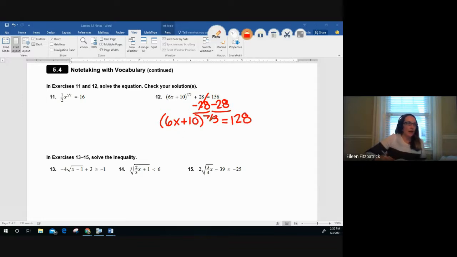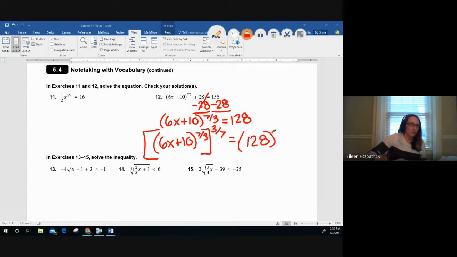Now, because I have an exponent of 7/3, I'm going to raise both sides to the 3/7. So it's 6x plus 10 raised to 7/3, and I'm going to raise that entire thing, so I'm going to put brackets, to the 3/7. And that's equal to 128 raised to the 3/7. Whatever I do to one side, I have to do the other. The 3/7 is 7/1, right? Multiplied just a 1 because it would be 21/21, which simplifies down to a 1.